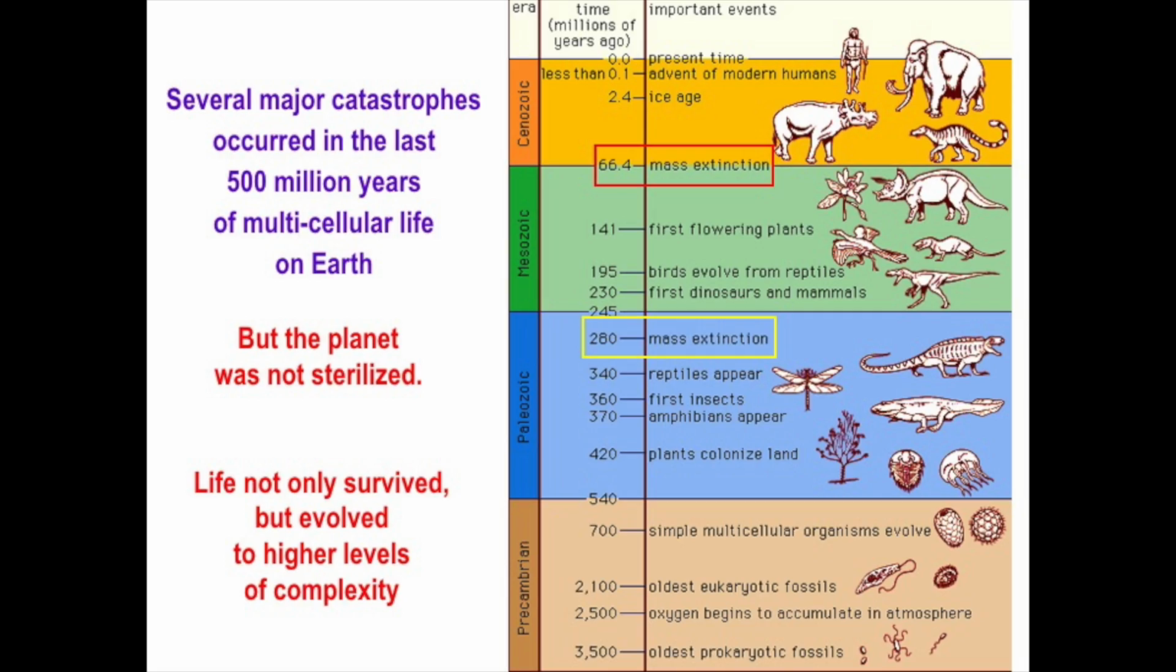because we know that there have been several extinctions in the past history of the Earth, but the planet was not sterilized. Life not only survived, but it evolved to higher levels of complexity.